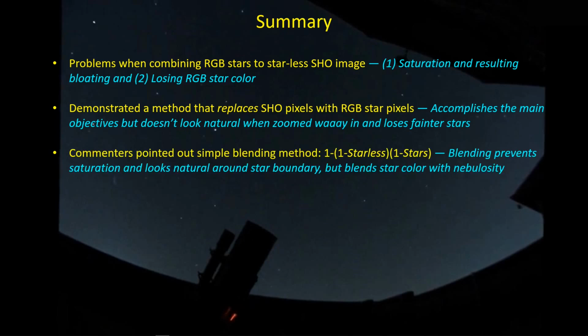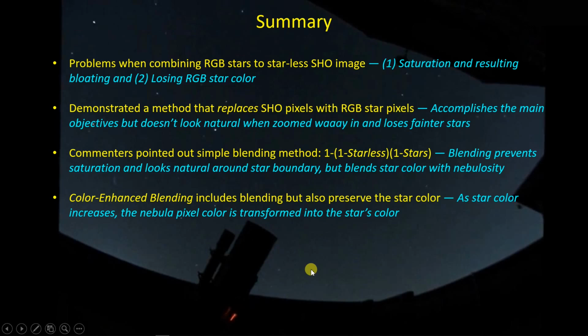And you guys saw the video and pointed out a blending method that a lot of you are using. It's a very clever formula that prevents saturation and prevents bloating and provides a very nice transition from the edge of the star into the nebulosity around it. The one problem this method has is because it's a blending method, it's trying to blend the color of the star with the color of the nebula, and as a result, you end up losing the color balance in your RGB star. You tend to gravitate more to a washed out color for all the stars. And that's what led me to create this color enhanced blending method, where I try to keep some of the best features of the blending method, but I wanted to retain all of the star color.